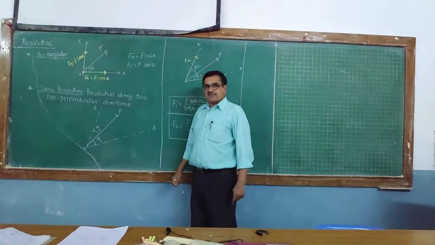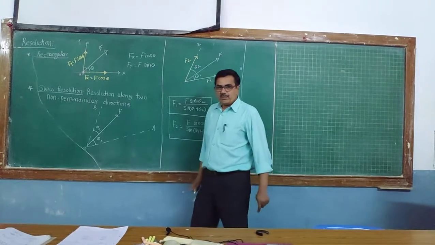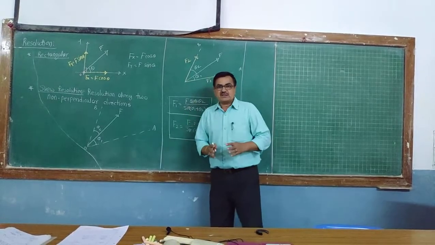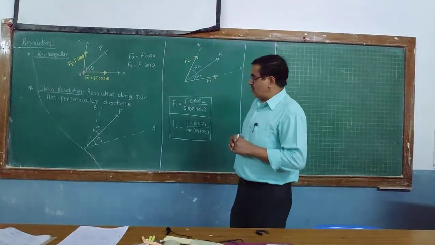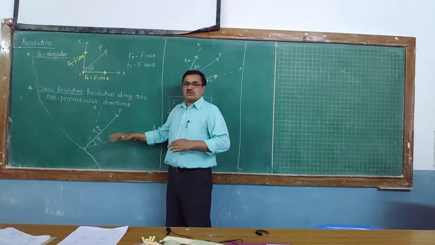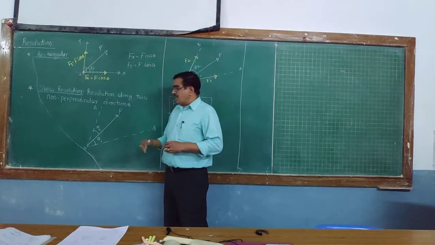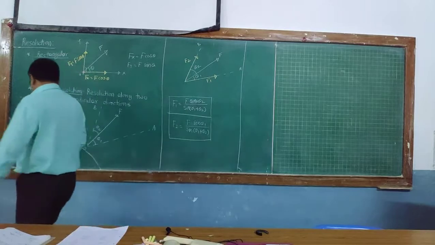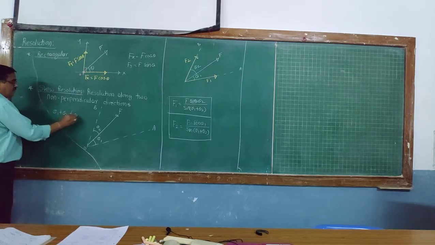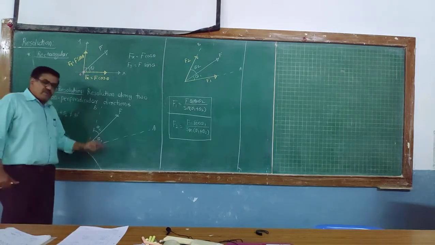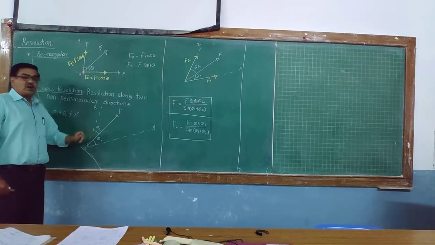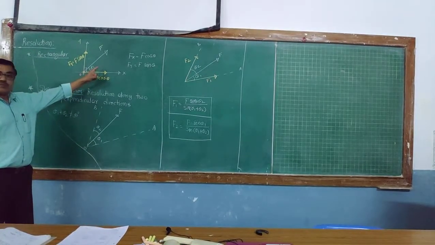So we have a figure. Force F is acting at point O, and now our problem is to resolve force F along two directions OA and OB. Now see, OA and OB are the two directions along which we have to resolve the force, and OA and OB are non-perpendicular directions. Here in this figure, theta 1 plus theta 2 is not equal to 90 degrees. It means that OA and OB are non-perpendicular directions, and now we have to resolve force F along these two non-perpendicular directions.